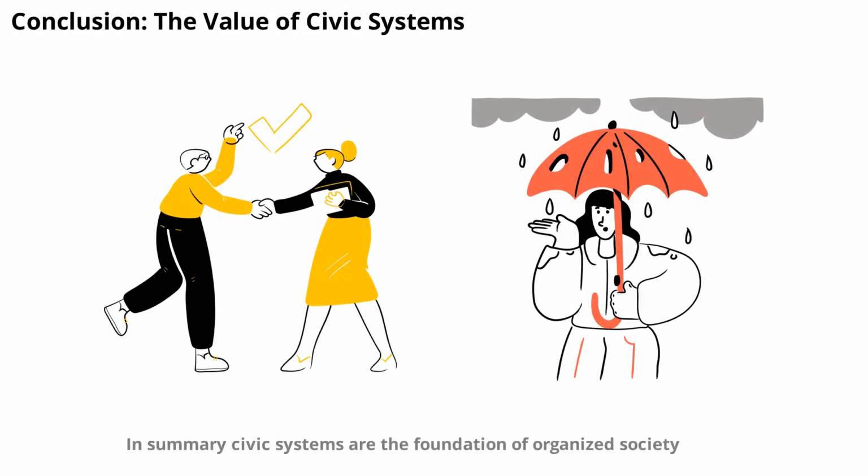In summary, civic systems are the foundation of organized society. They provide the structure, services, and opportunities that enable communities to thrive. By understanding how civic systems work and participating actively, we can help build stronger, more just, and more resilient societies.